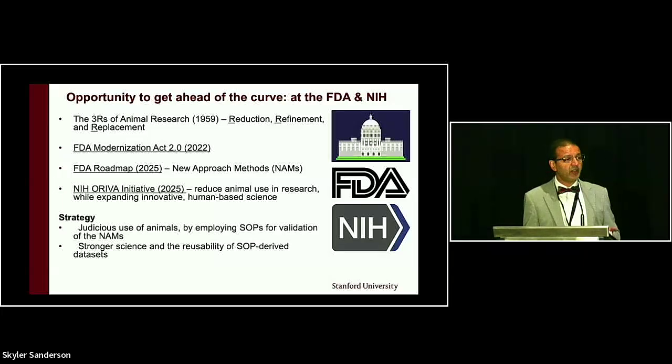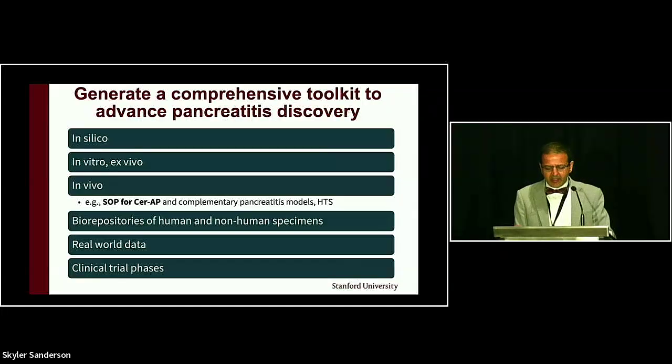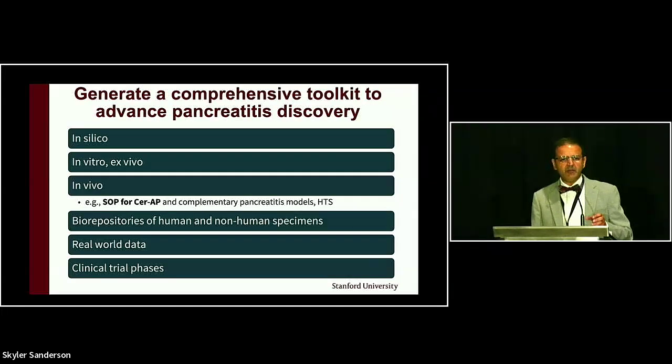And we need to be smart and strategize the judicious use of animals by employing SOPs for the validation of these NAMs. And so the result is stronger science and reusability. An SOP for cerulein AP is just one part in this fabric of a larger effort to generate a comprehensive toolkit to advance pancreatitis discoveries.